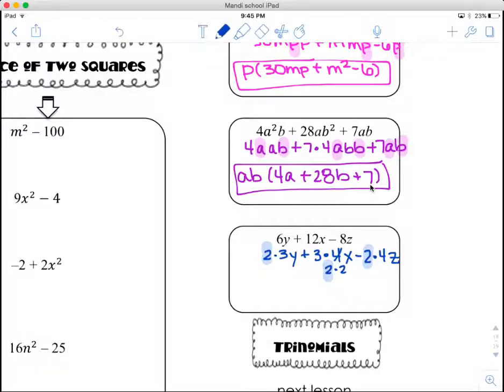So we can write down what's left. We took out a 2, so let's write that down. The first term, we have 3y remaining. In the second term, we have a 3 times a 2, which is a 6x, minus we have a 4z.